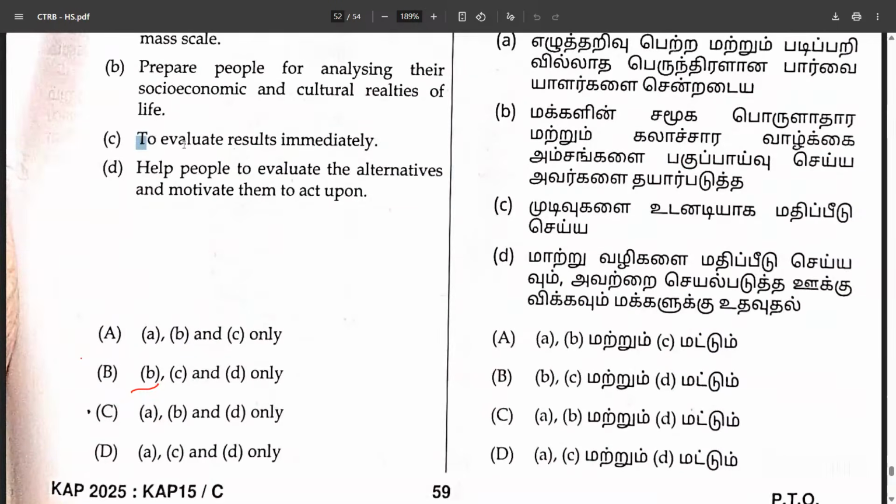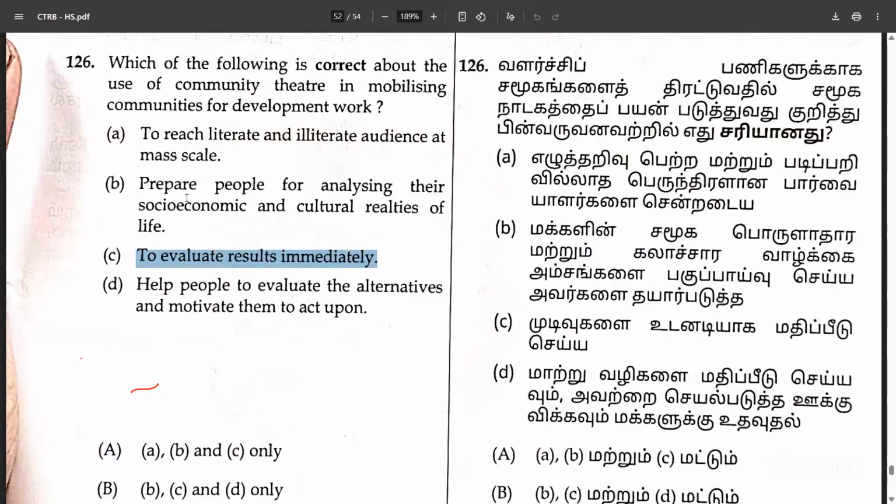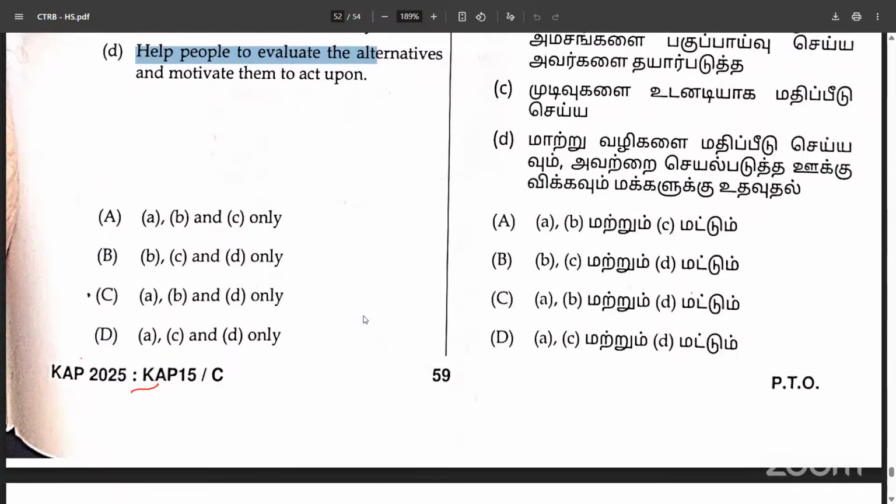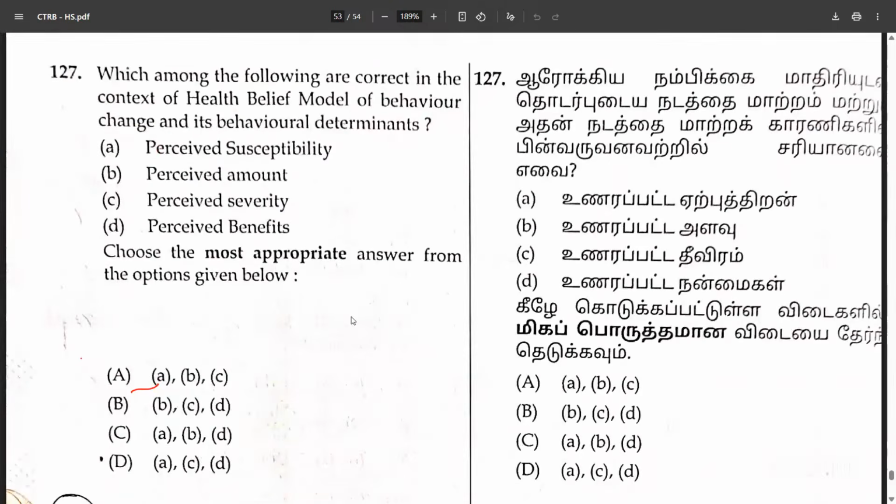The 126th question is: which of the following is correct about the use of community theater in mobilizing communities for development work. So here A, B, D will be the correct answer. You'll simply eliminate the evaluate-results option, which will be eliminated. The correct answers are to reach literate and illiterate audiences at a mass scale, then preparing people for analyzing their socio-economic and cultural realities of life, and at the end helping people to evaluate the alternatives and motivating them to act.